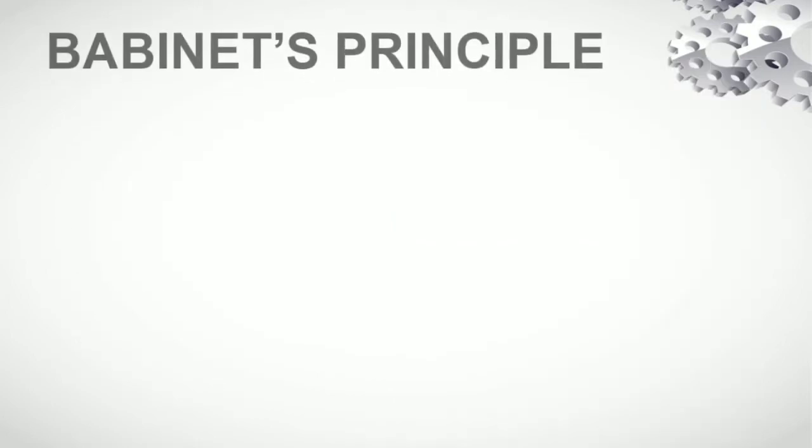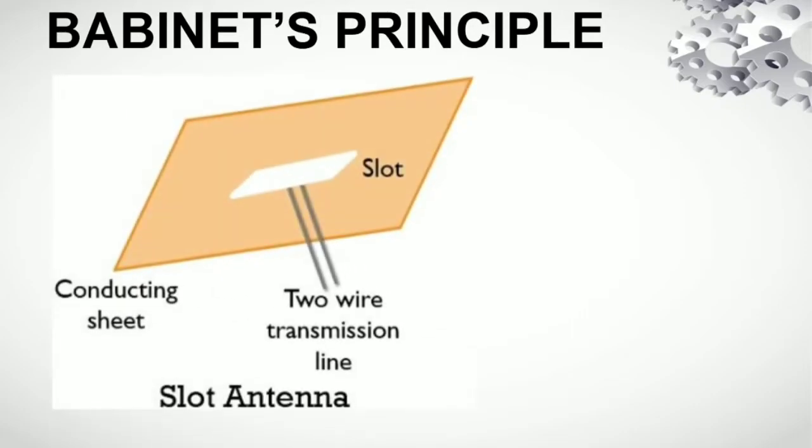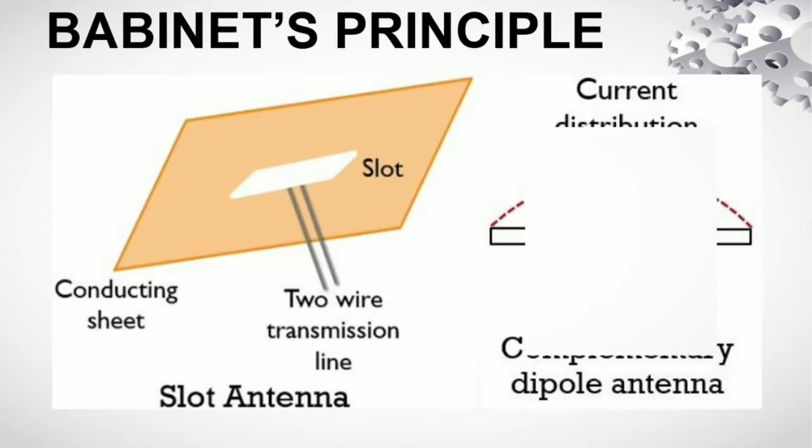Babinet's principle. According to this principle, the structure of the slot antenna and the half-wave dipole structure cut out from the conducting sheet are complementary to each other. So we have here the slot antenna, the conducting sheet, the two-wire transmission line and the slot. The region which is cut from the conducting sheet is the half-wave dipole that acts as the slot's complementary antenna, known as a complementary dipole antenna.